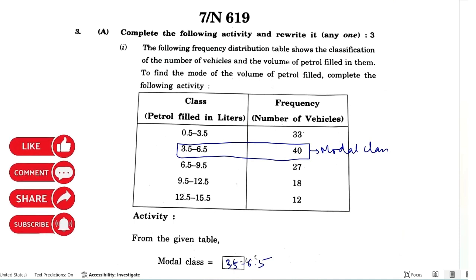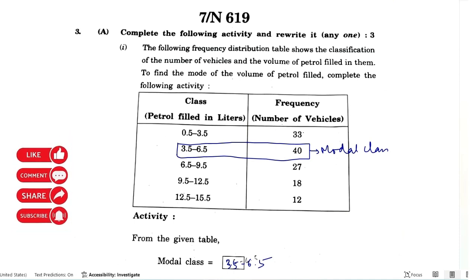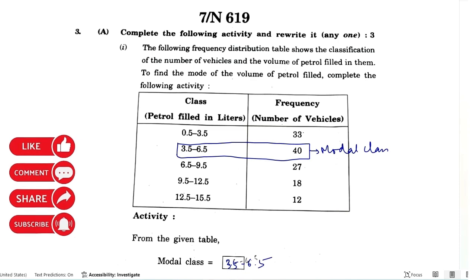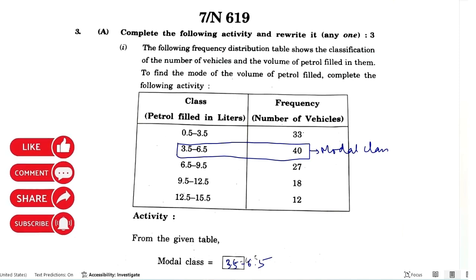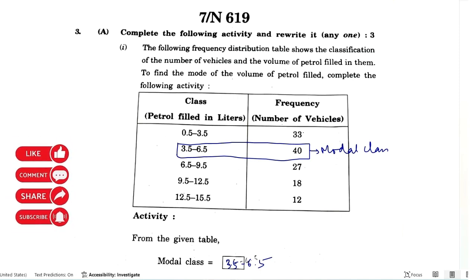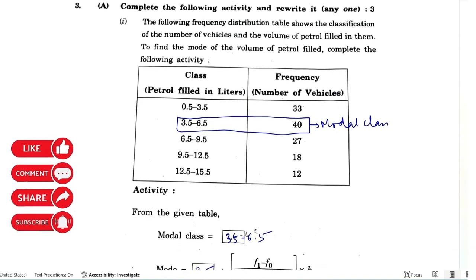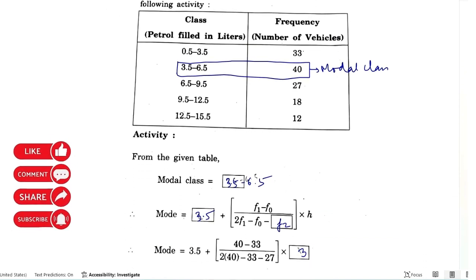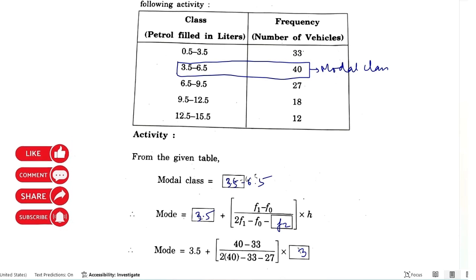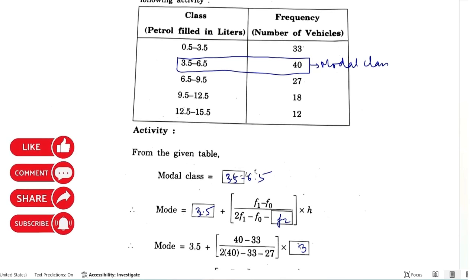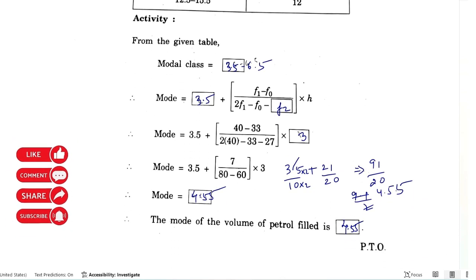So modal class is always the highest frequency class. So here it is 40. So this 3.5 to 6.5 will be the modal class, and then L will be 3.5. F1 will be 40, F0, which is just above it, 33, F2, 27. Simply substitute the values in the formula and you will get the mode as 4.55.